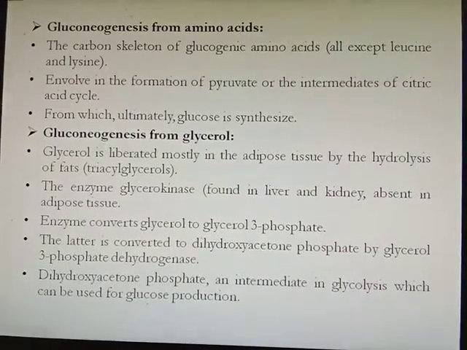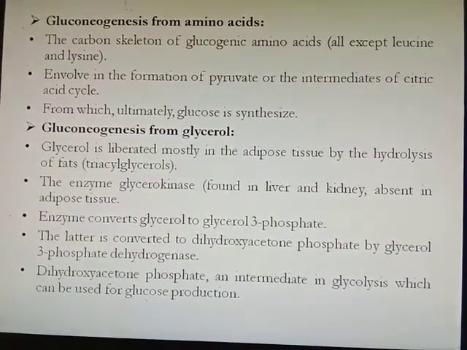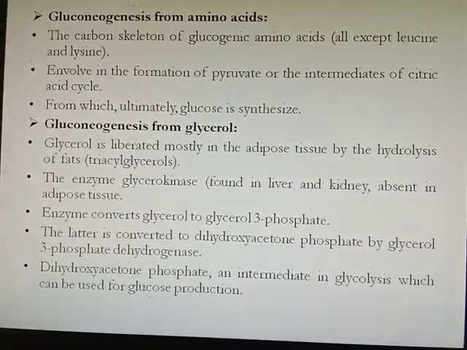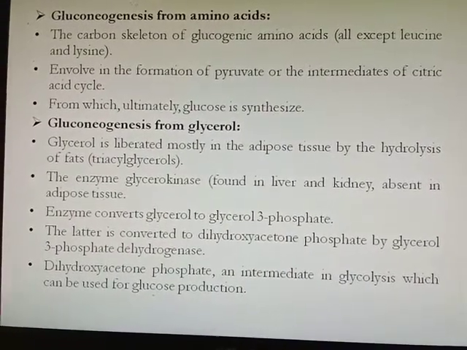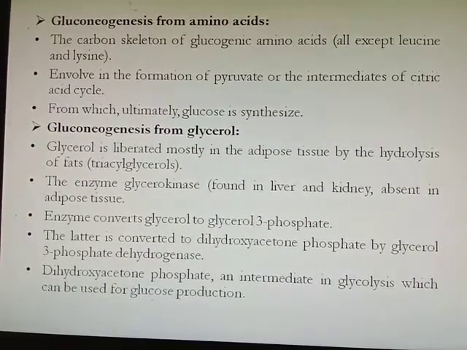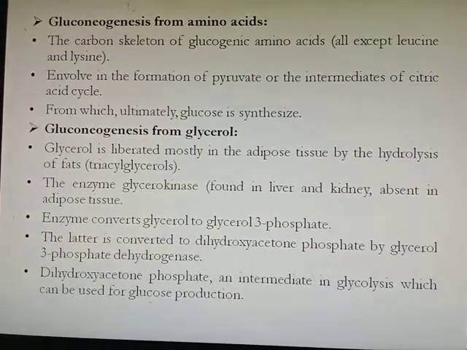Then, gluconeogenesis from amino acids. The carbon skeleton of glucogenic amino acids. Amino acids except leucine and lysine are gluconeogenic or glucogenic amino acids. They are involved in the formation of pyruvate or intermediates of the citric acid cycle. From these products, the intermediates of the citric acid cycle are ultimately utilized for the synthesis of glucose.